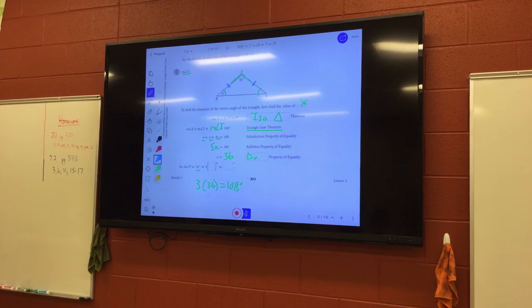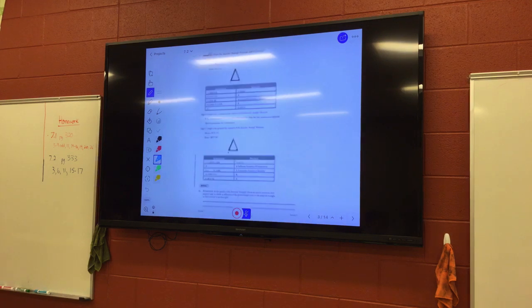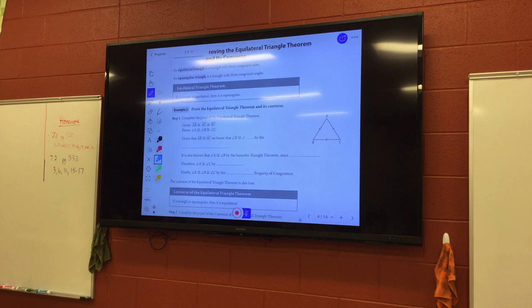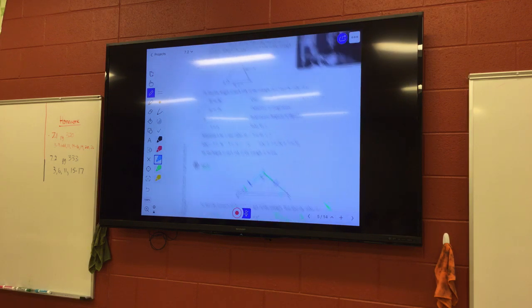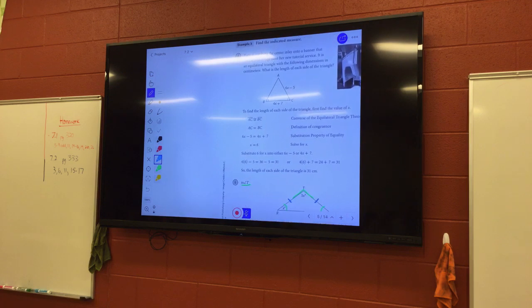Okay, so let's look at the problem for this one now. So we're going to do example 3, part A, which is on page 331. So I'll walk you through this. So we just want to find the length of each side.